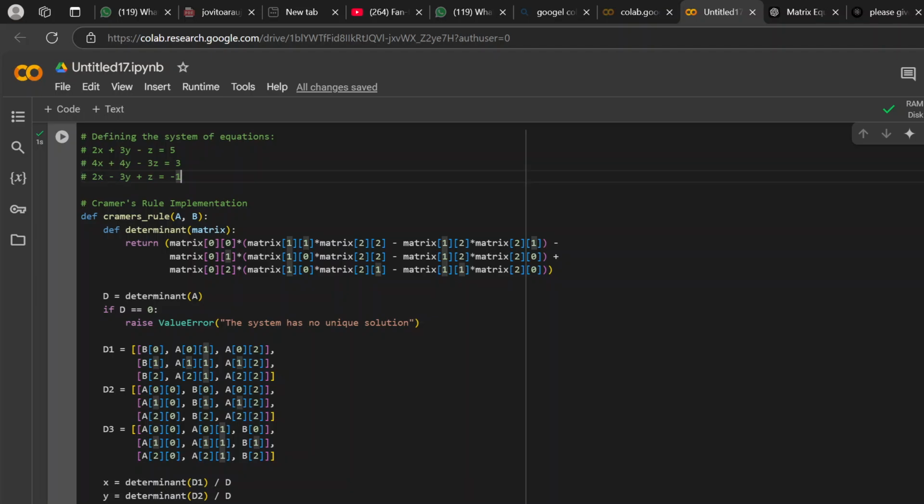And finally, the Gauss-Jordan method is a systematic approach that transforms an augmented matrix into reduced row echelon form, making it easy to read off the solution. So through our presentation, we will illustrate these methods with examples to demonstrate their effectiveness in solving real-world problems.